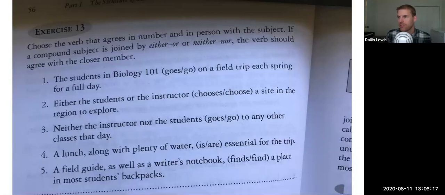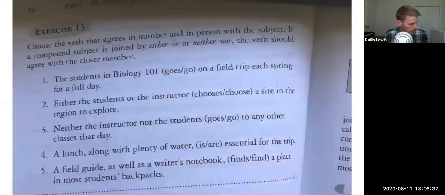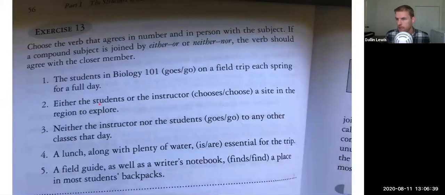If a compound subject is joined by either...or or neither...nor, the verb should agree with the closer member, kind of giving away the trick there. Either the students or the instructor choose a site in the region to explore. We have to pick which one. So we are going to notice first off that we have an either...or, so we are not combining. So we have to decide on the closest one, which is the instructor, and the singular form is chooses.